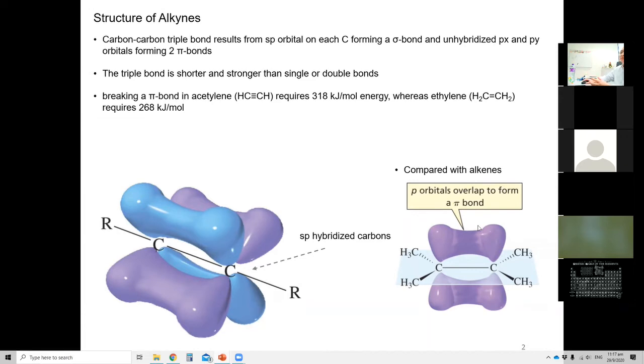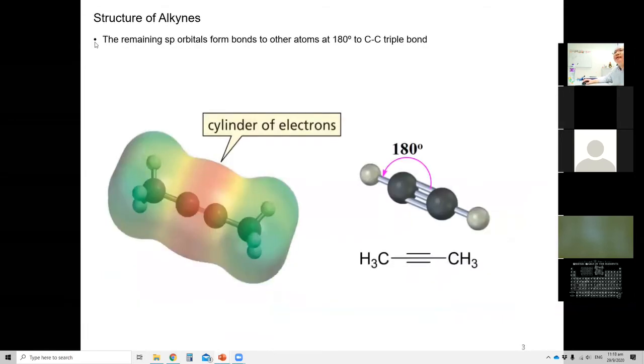Also, like I said with the alkenes, the rotation is blocked. And the remaining sp orbitals, as I said, will form bonds at 180 degrees, like here. This red is electron density, if you understand that. Because there are two pi bonds, the electron density is very high, so it's red. And it's 180 degrees because it's an sp orbital.